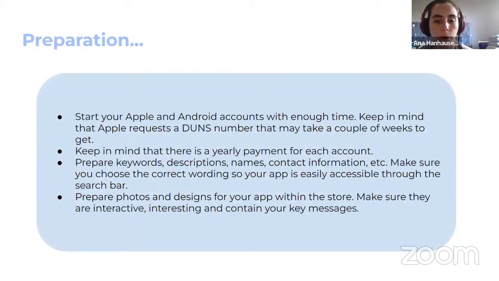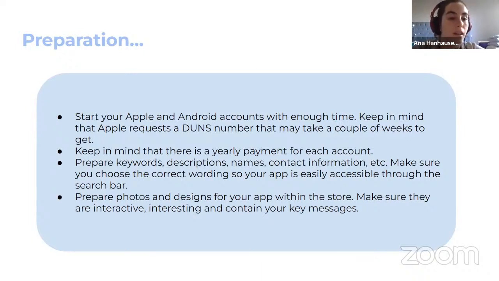So something that is very important is that sometimes we have finished developing the app and we forget to start all the preparations needed to upload it to both the Apple and Android stores, which can take a few weeks. So we need to make sure we keep enough time to start the process for both. And keep in mind that Apple requests something called a DUNS number, which may take a couple of weeks to get. So make sure a couple of weeks before launching, you're already looking into that. You also need to keep in mind that there's a payment you need to make yearly, both to the Apple and to the Android store.